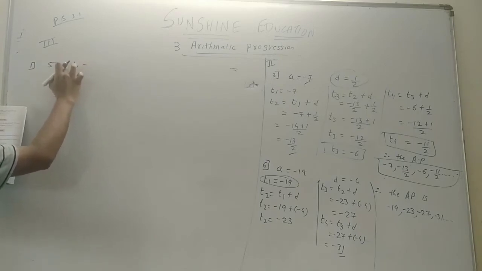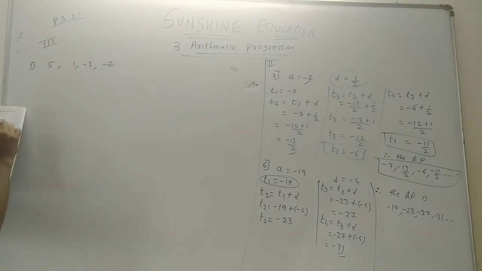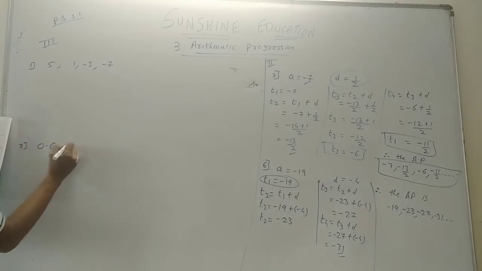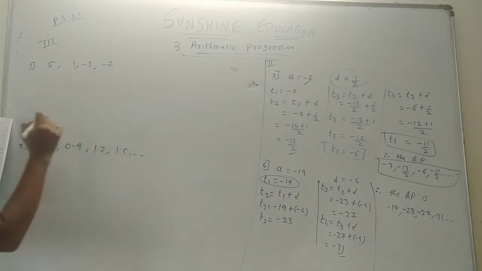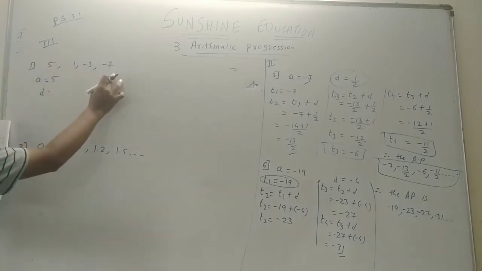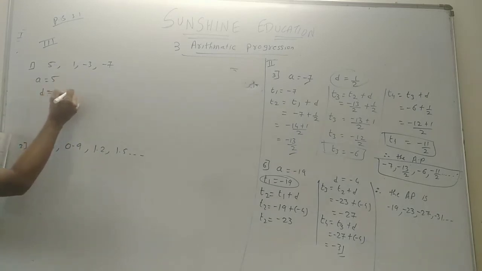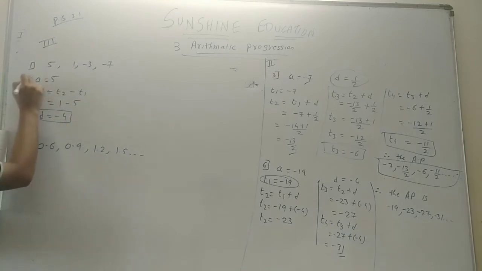So the very first one is 5, 1, minus 3, minus 7, and the second one is 0.6, 0.9, 1.2, 1.5. The first term is nothing but 5, but to find the difference, as it is an arithmetic progression, I can easily find it using T2 minus T1. T2 is 1, T1 is 5, the difference is minus 4. So we have the first term a and the common difference minus 4.